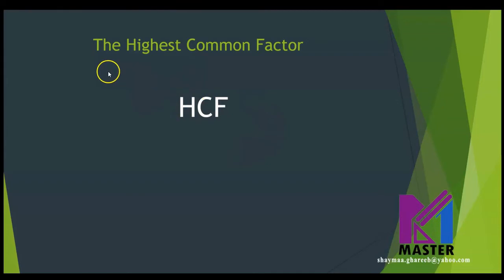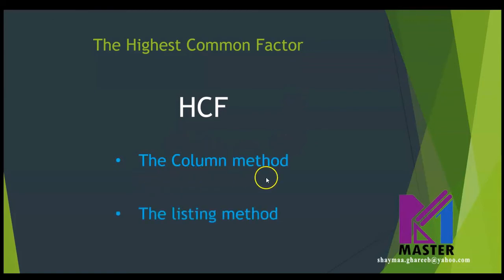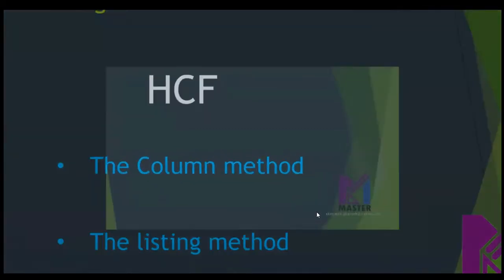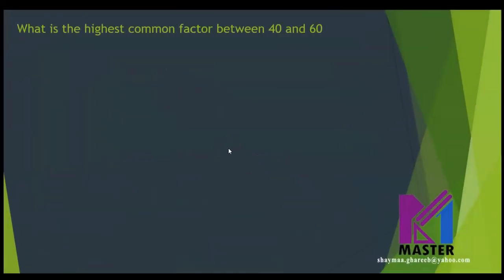Now we are going to talk about the highest common factor in detail. First, by using the column method and by using the listing method. Let's see how to find the highest common factor. What is the highest common factor between 40 and 60? First, we are going to solve using the column method. Then we are going to solve it using the listing method.